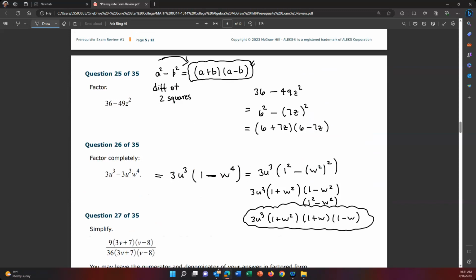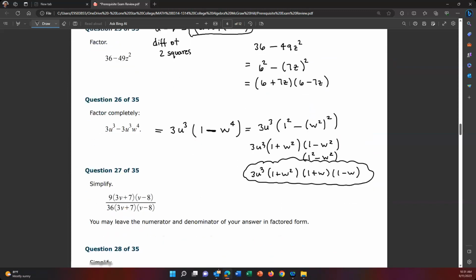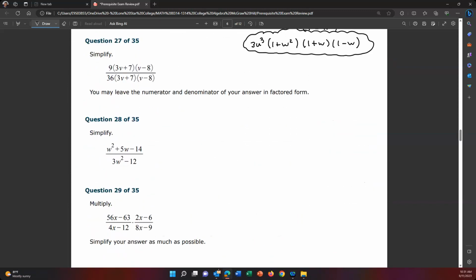All right, let's move on out of here because that's getting a little bit on the complex side and we don't need to confuse anybody. So let's move on to 27. I've noticed that this one is nice and simple. Why? The same parentheses in the numerator and denominator cancel out. 9 goes into 36 4 times. This simplifies to 1 over 4. End of that story.